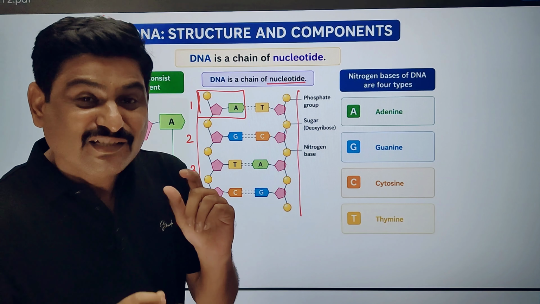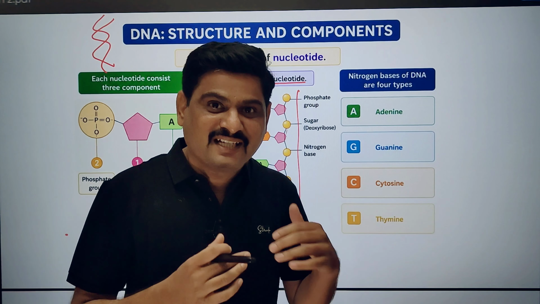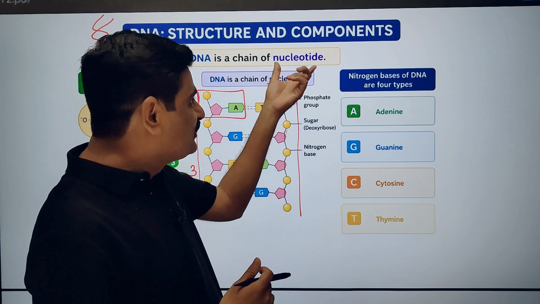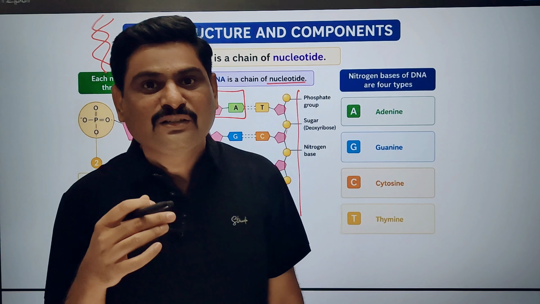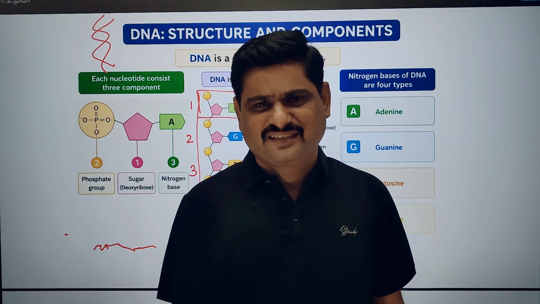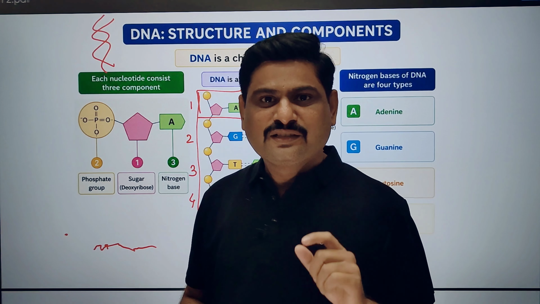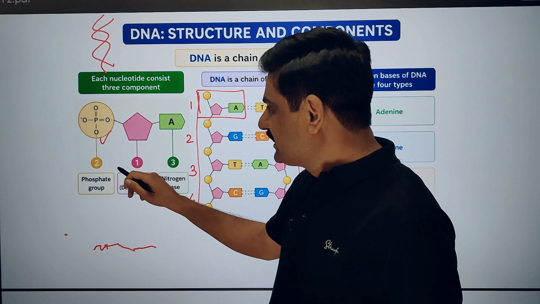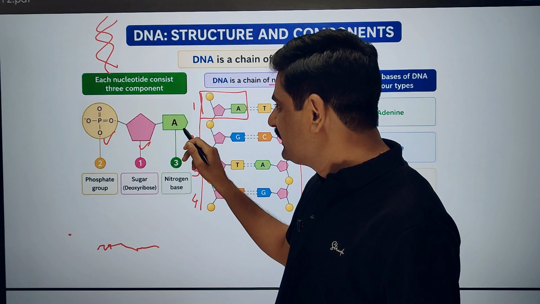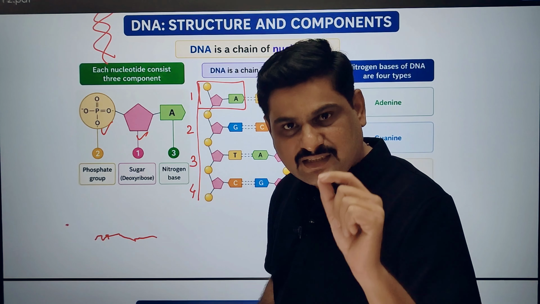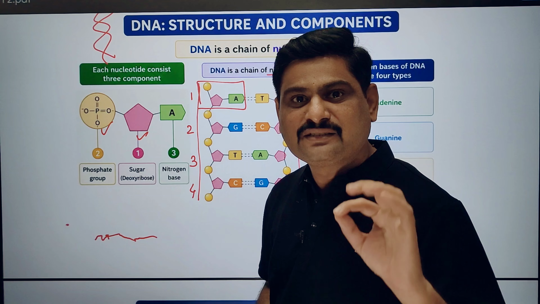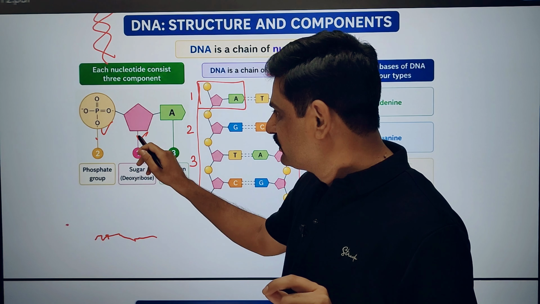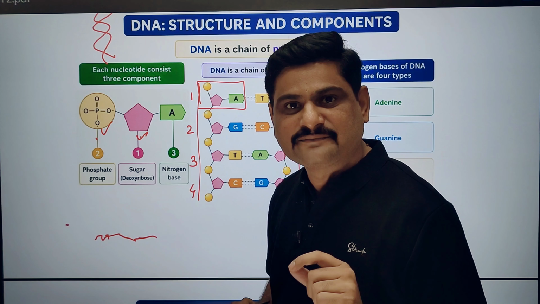If you remember, in flowers also some parts are there, no? Calyx, corolla, androecium, gynoecium, like that. In the same way, in this nucleotide also some components are there. So each nucleotide is made up of three components. One is the phosphate group, second is sugar and third is the nitrogen base. Each nucleotide is made up of how many components? Three components: first phosphate group, second sugar and third nitrogen base.